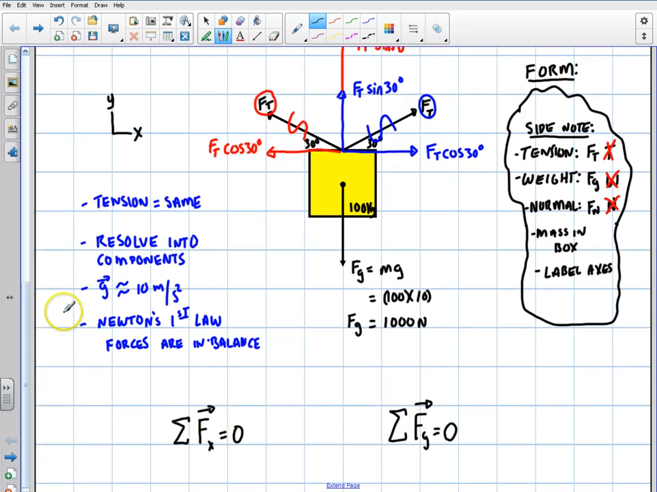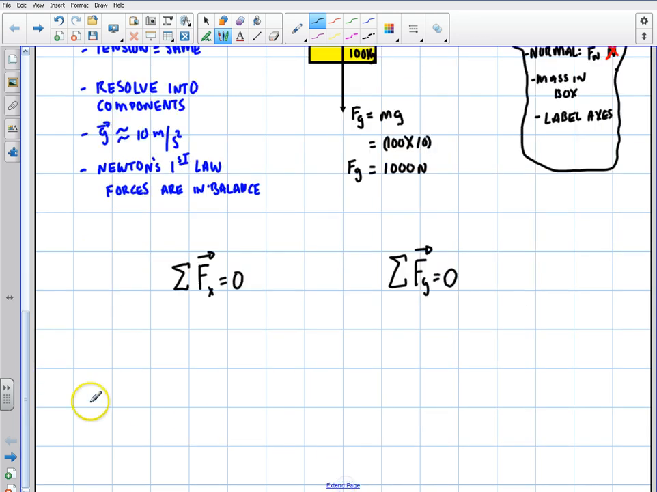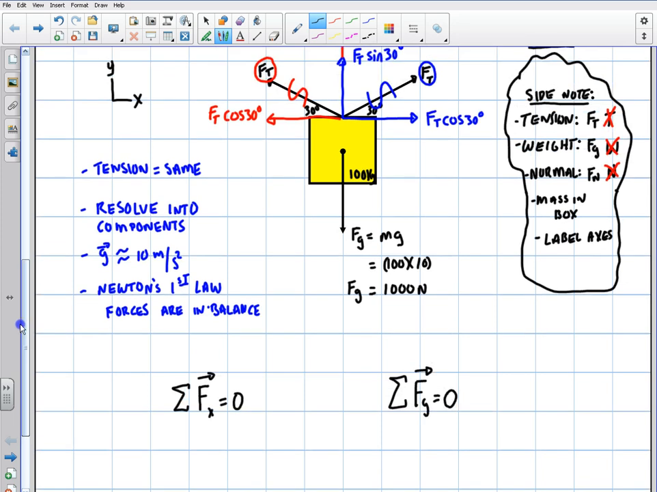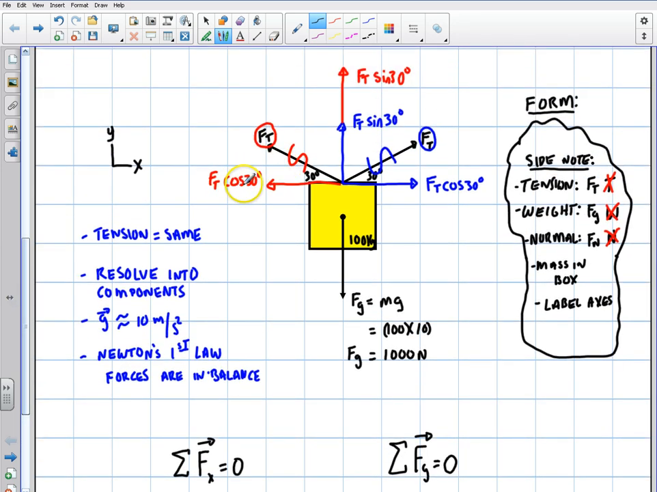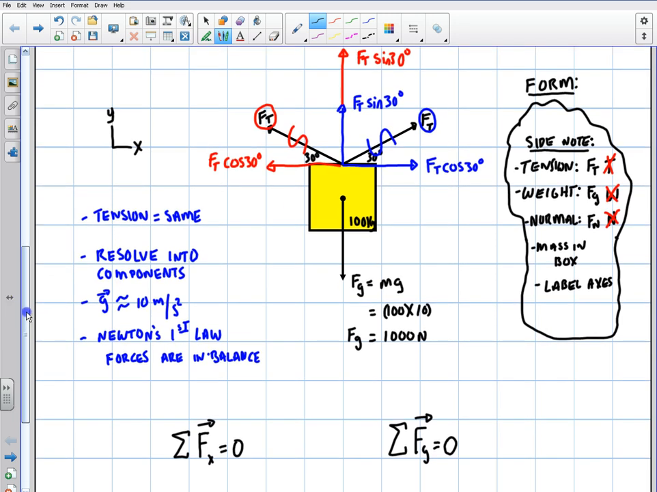In this case, I only have one unknown. So the x equation isn't really going to help me too much. If I wrote the x equation out, what am I going to see? I'm going to see this FT cosine 30 and this FT cosine 30 here. So there's not much information in that equation.